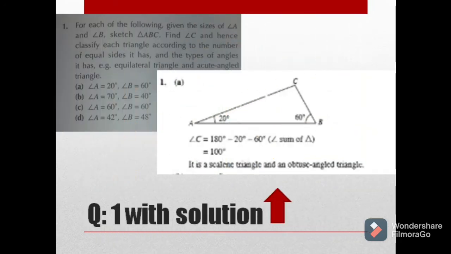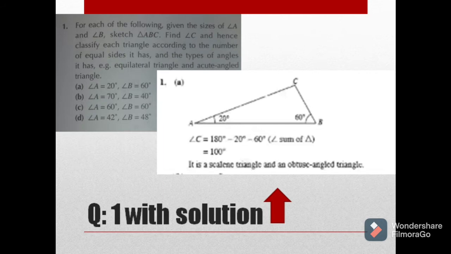So here comes question number 1. It says, for each of the following, given the sizes of angle A and angle B, sketch triangle ABC, find angle C, and hence classify the triangle according to the number of equal sides it has and the types of angles it has. For example, equilateral triangle and acute angled triangle. So the first part shows angle A is equal to 20 degrees and angle B is equal to 60 degrees.